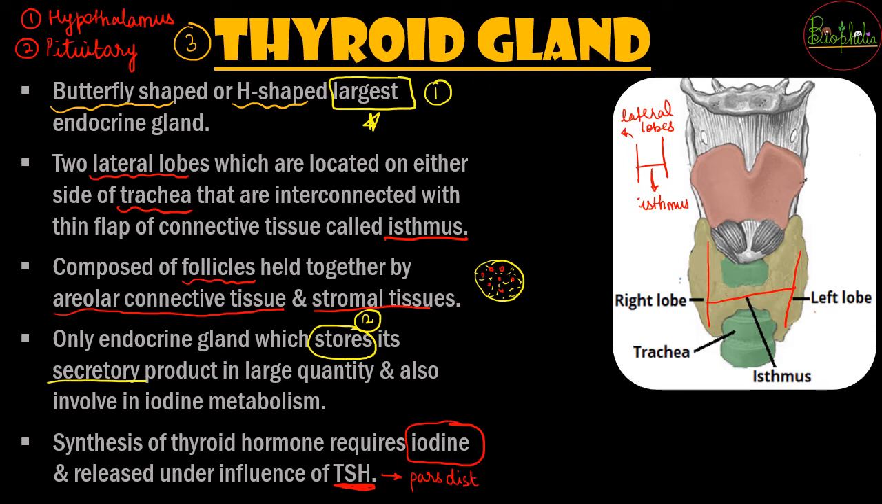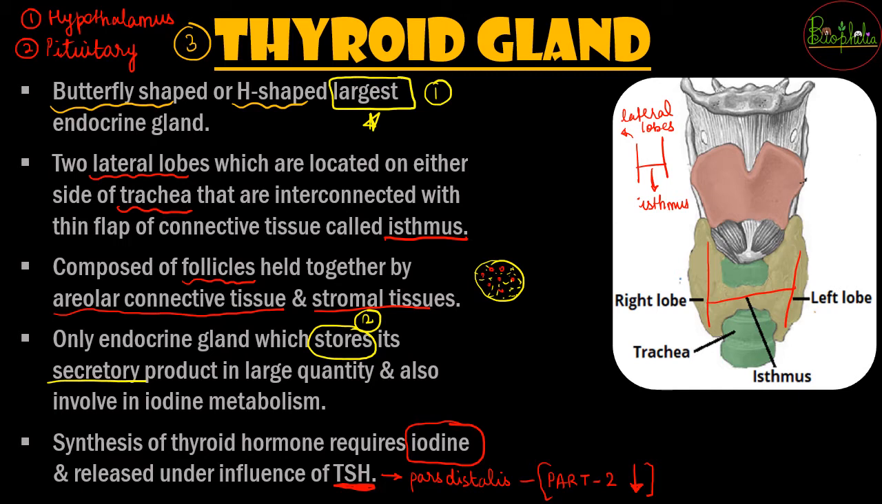So if you don't remember this pars distalis, what is pars media, what is pars nervosa, all that is covered in part 2 of this chapter, which was about the pituitary gland, and the link will be provided down in the description box, so you can surely go and check that part as well. So TSH is nothing but thyroid stimulating hormone.